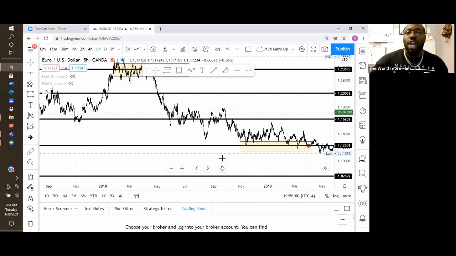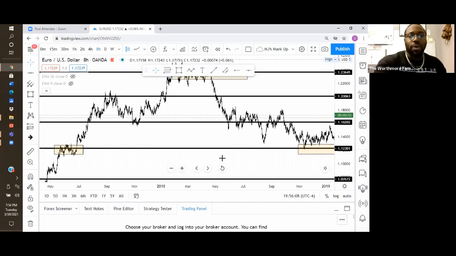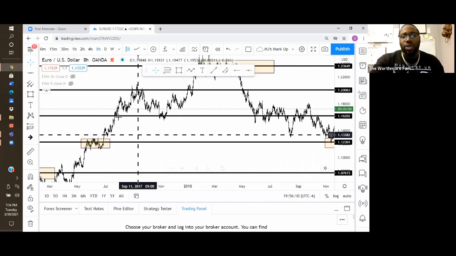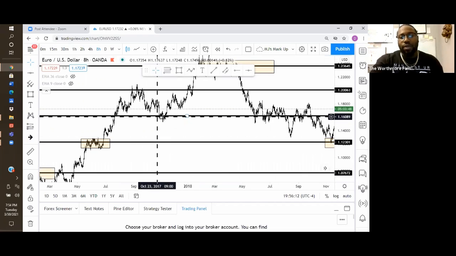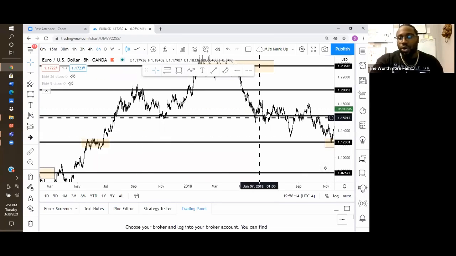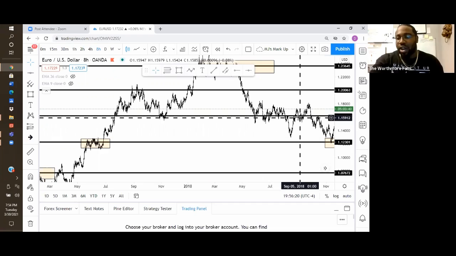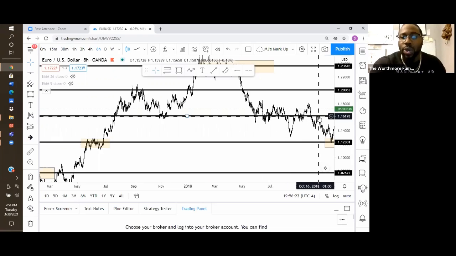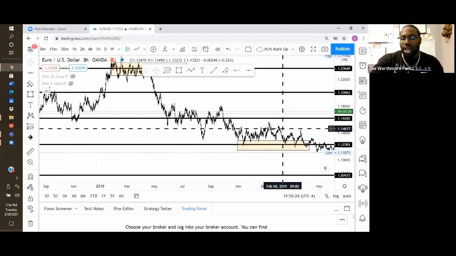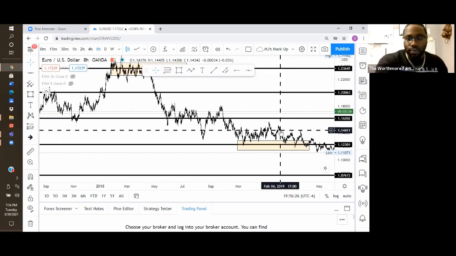Okay, so in order to get a good idea of what could potentially happen in the future, you've got to check and see what has happened in the past. So by checking this area in the past, you would see, hey, this has been an area of support before. Then it turned resistance, right? And then it's been an area of support again, resistance again. So we know that this is a key area. This is an area that's been resistance.